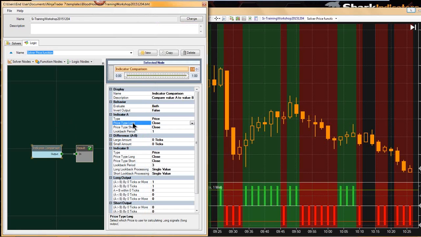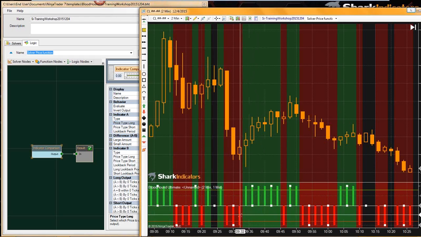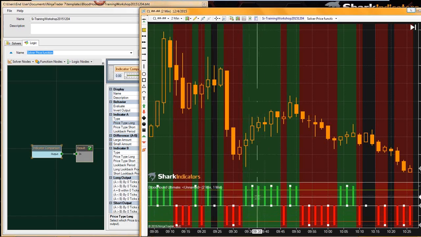The first thing you'll probably notice is that there's a price type long and a price type short, right? So why is there a long and a short? Well, as you know, BloodHound gives you either a long condition or a short condition, green or red.